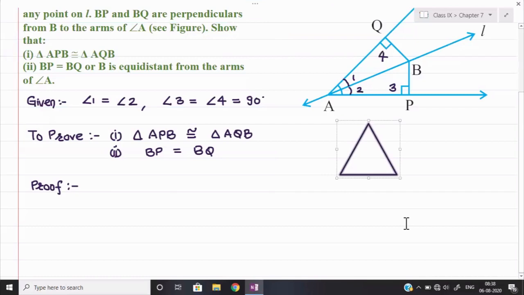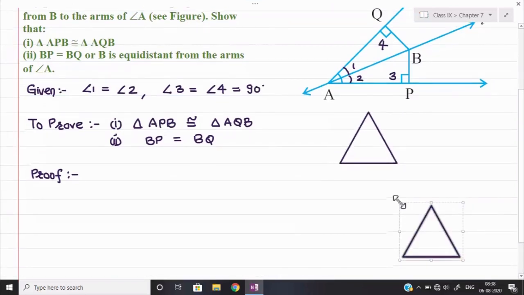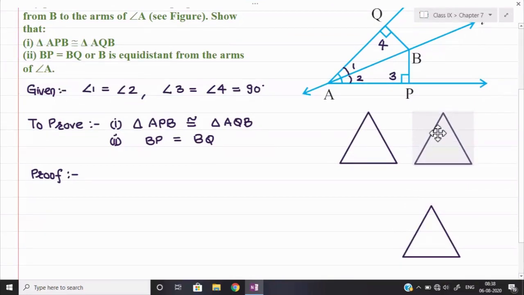Yes, let us make one copy of this, and then we shall keep it here. Okay, now let us see, we shall give the name of the first triangle as A, P, and then B. Similarly, the second triangle as A, Q, and then B. Okay, now let us see in these two triangles what we have given equal.